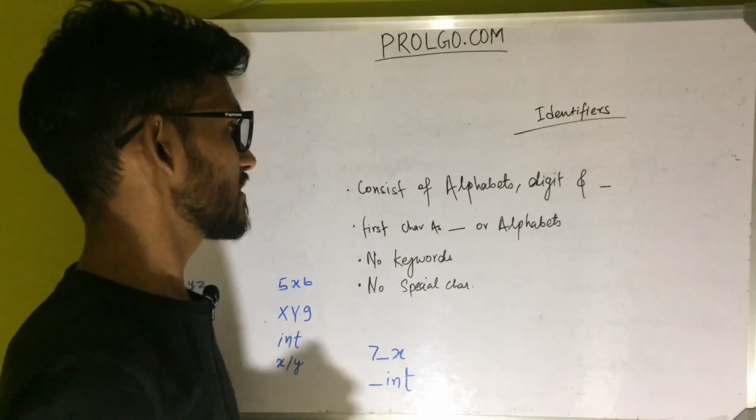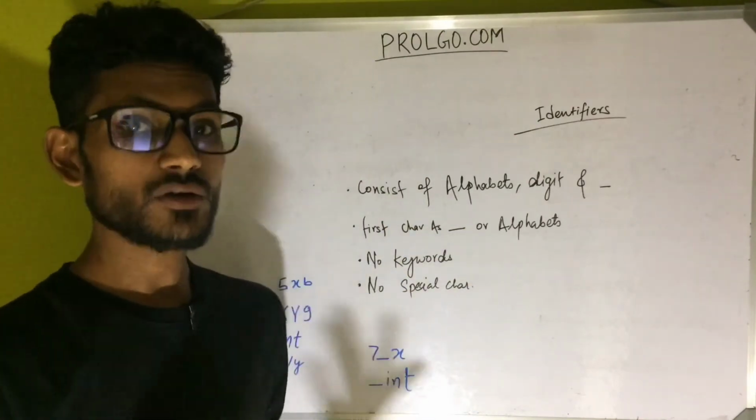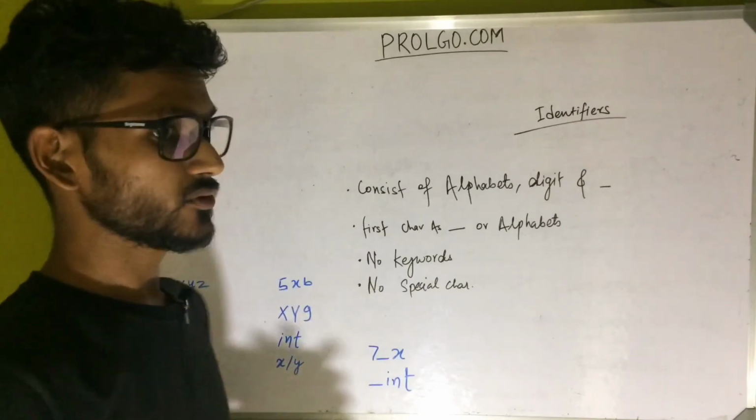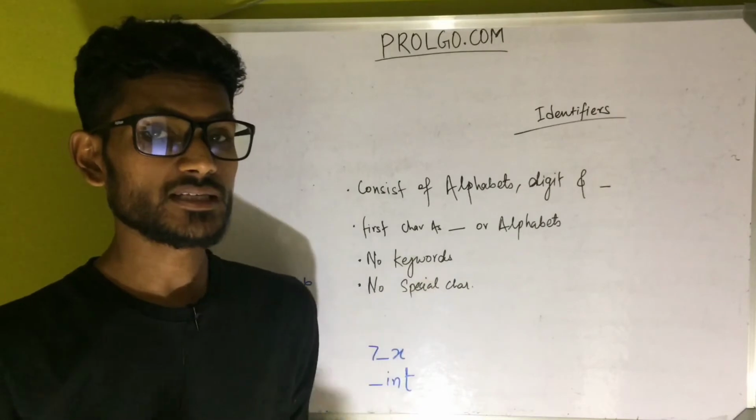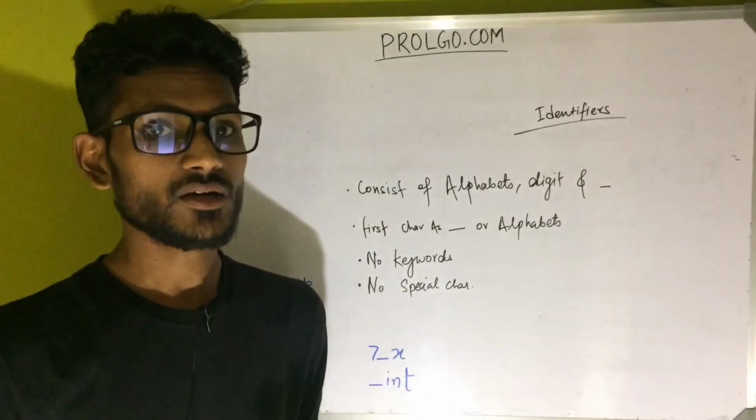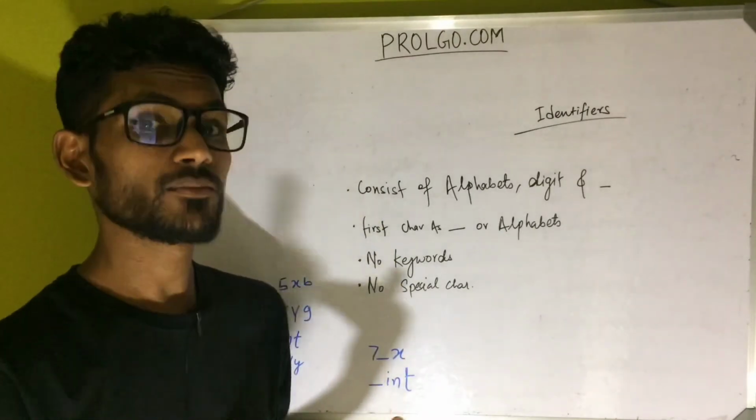Identifiers. These are the names which we will use in our program according to our choice. Suppose you have to save a variable, then in that case you can take XYZ or ABC. So it is totally your choice, but even for that we have some rules.